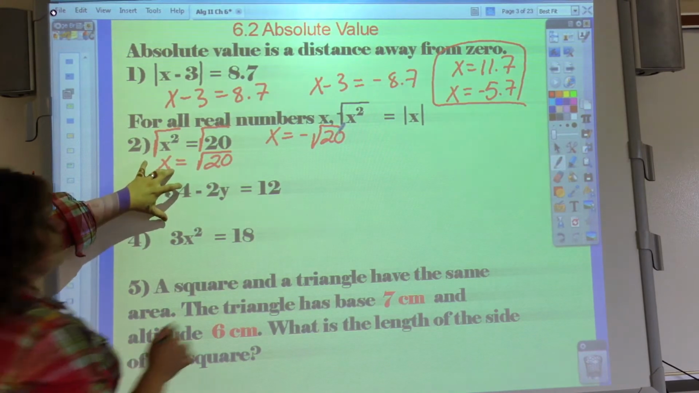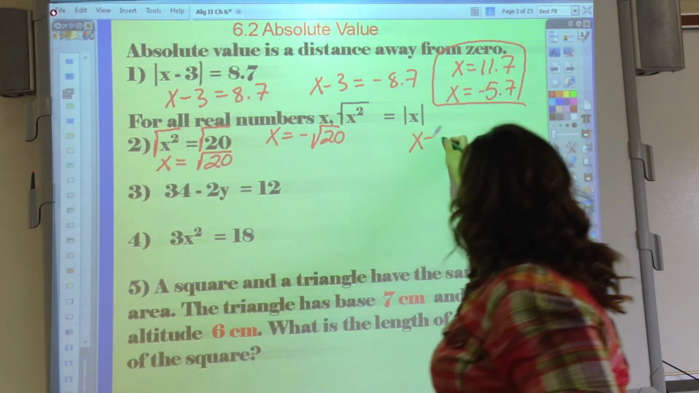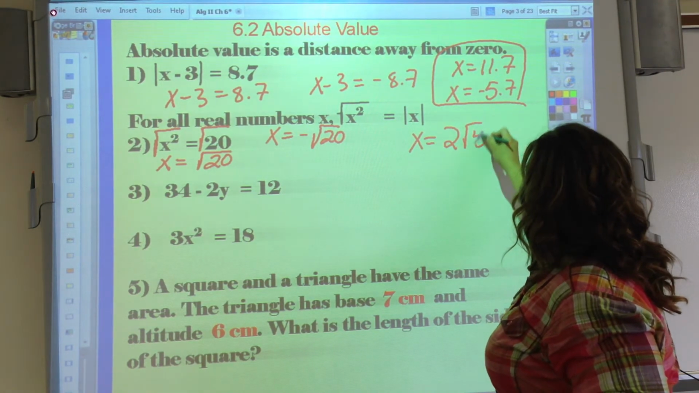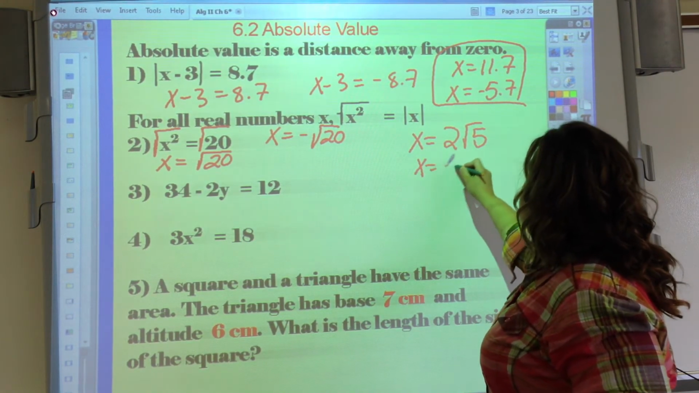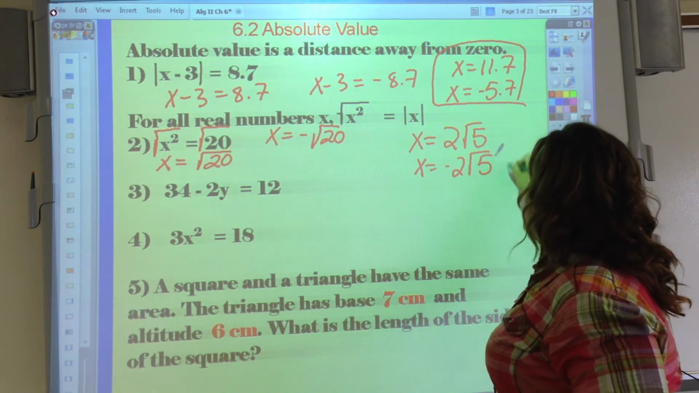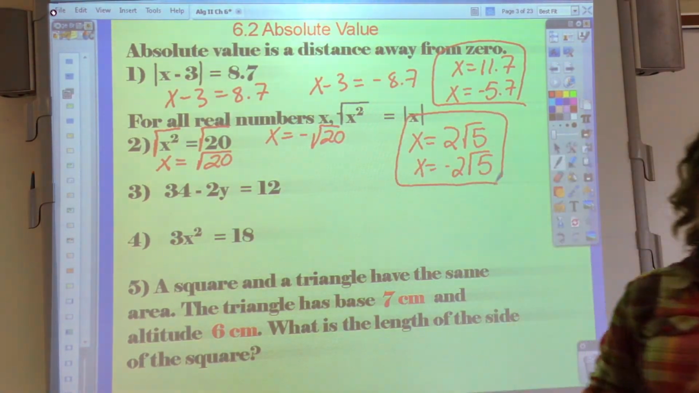And so let's go ahead and simplify these. And I get x equals 2 square roots of 5. And x equals a negative 2 square roots of 5 when I bring out the square root of 4.